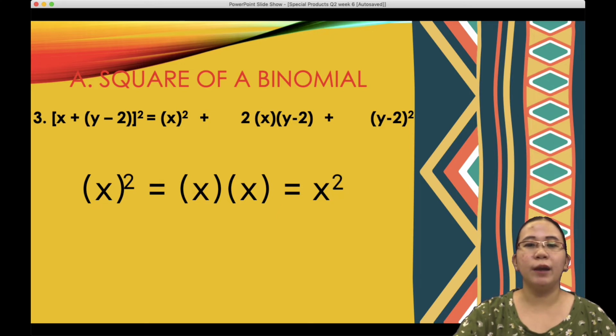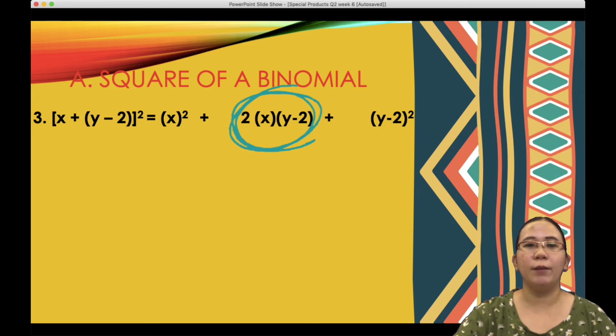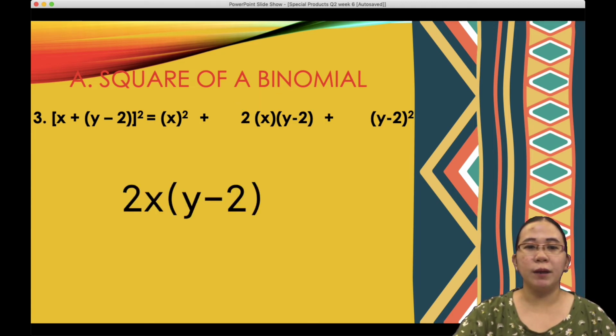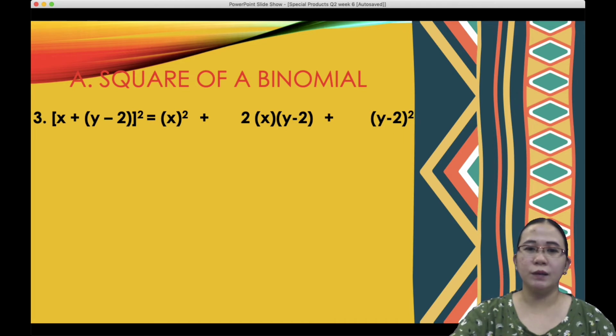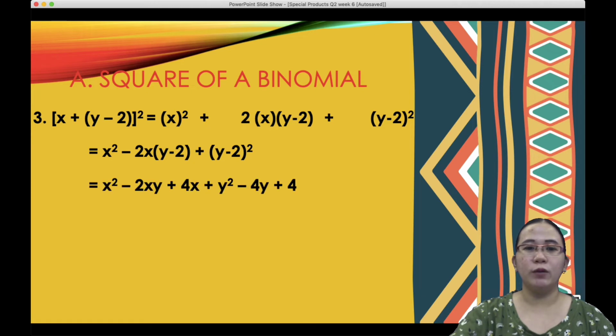Next, let's multiply 2 to the product of x and y minus 2. We just simply put them together. 2x enclosed by parentheses y minus 2. Lastly, square y minus 2. We can just put a square, or you could also expand your answer. Thus, the product of this is x squared minus 2x quantity y minus 2 plus quantity y minus 2 squared. In expanded form, x squared minus 2xy plus 4x plus y squared minus 4y plus 4.